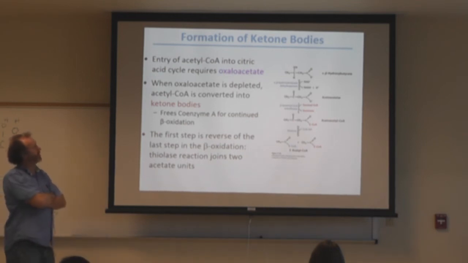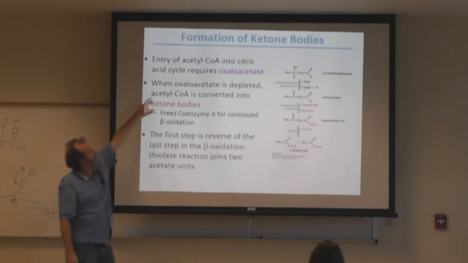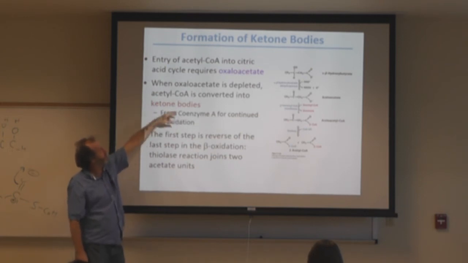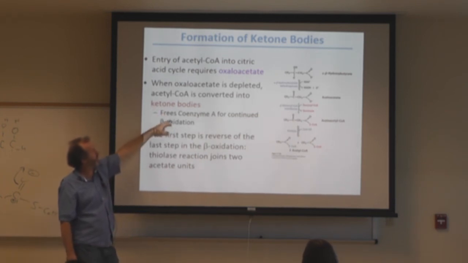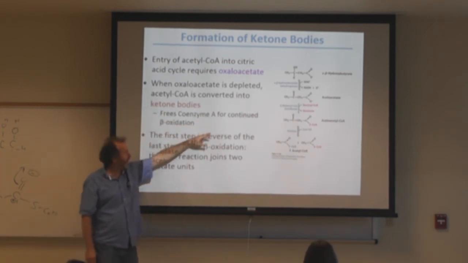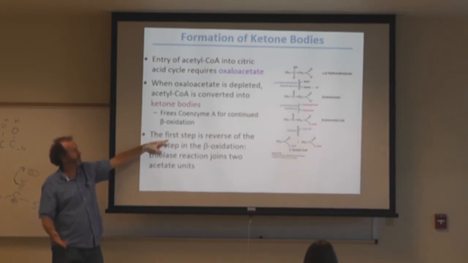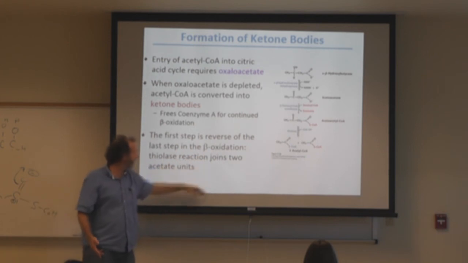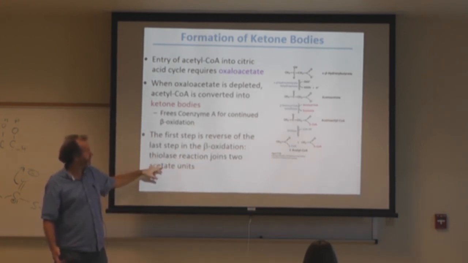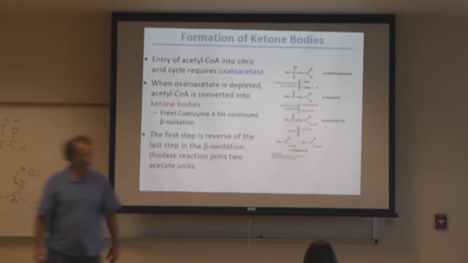So entry of acetyl-CoA into the citric acid cycle requires oxaloacetate. When oxaloacetate is depleted, acetyl-CoA is converted into ketone bodies, which frees coenzyme A for continued beta oxidation. The first step is the reverse of the last step of beta oxidation, the thiolase reaction, which joins two acetate units together.